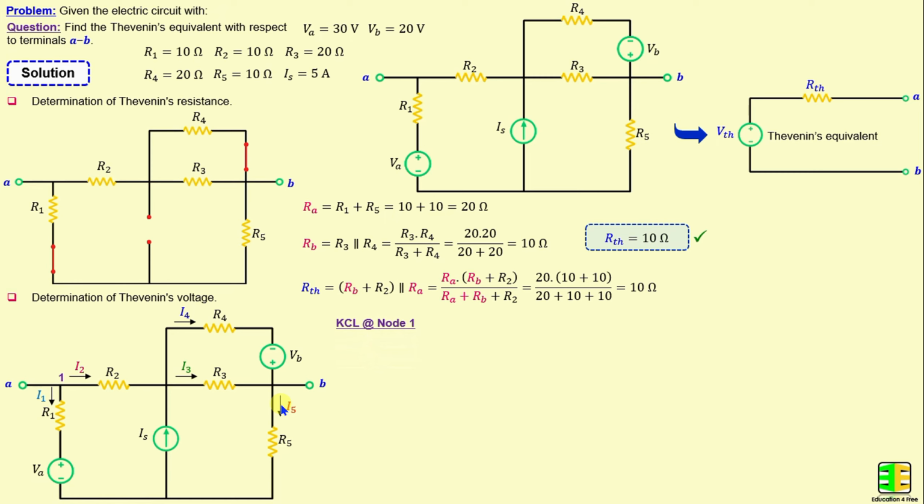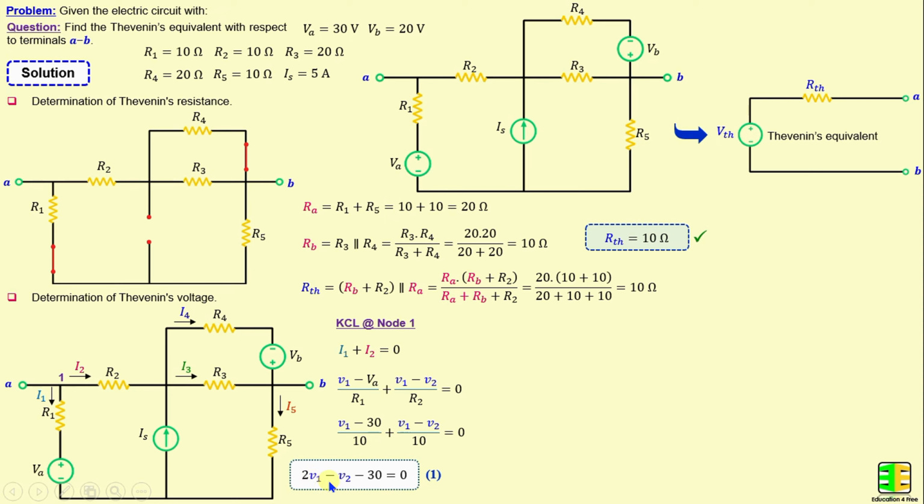By applying Kirchhoff's current law at node 1, we can write I1 plus I2 is equal to 0. And according to Ohm's law, I1 is equal to (V1 minus VA) over R1, and I2 is equal to (V1 minus V2) over R2. If we replace the resistors with their numerical values and the voltage VA with its numerical value, and we continue simplifying this equation, we obtain 2 times V1 minus V2 minus 30 is equal to 0.